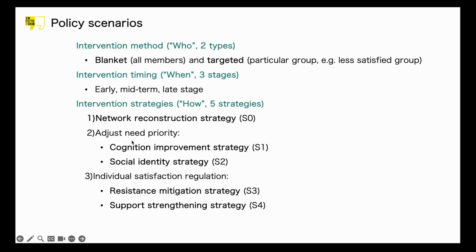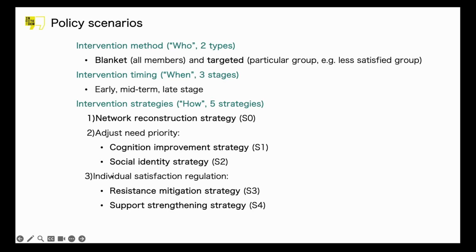The second one is to adjust the need priority, because as previously demonstrated, we involve 3 types of needs in this process, and they attach different importance to different needs. And this strategy is very much related to adjusting the need priority in this process, and you can adjust the need priority of the non-social needs related to the experiential needs and also the values. And also the second one is a social identity strategy. This is related to adjusting the importance of social needs.